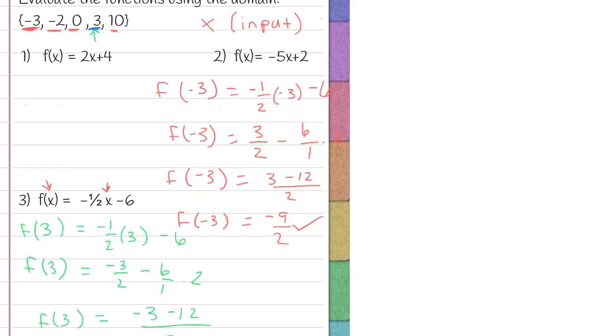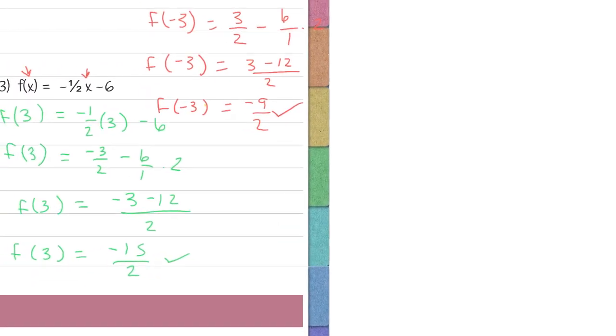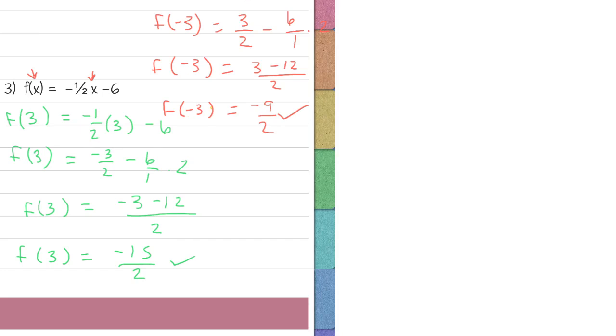Now, the last one is 10. The last thing that I'm evaluating is 10. That's my last input, so I'm going to do it over here on this side. I have f of x, and I'm going to leave the x blank because I'm going to use my input in a minute. Negative 1/2, put parentheses around that, minus 6. What is going to go inside of here? I said my input in this case is going to be 10. So 10 here and 10 here.